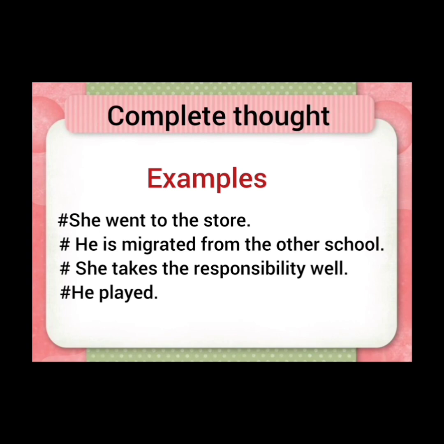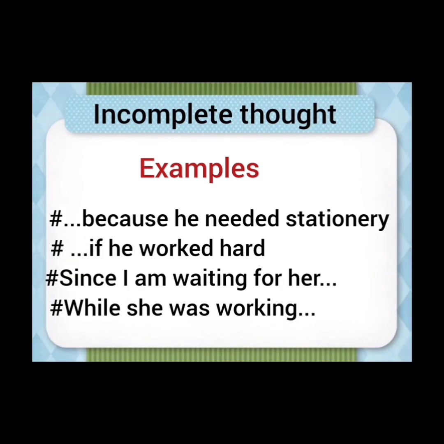Now let's see about the incomplete thought. For example, because he needed stationery. If he worked hard, since I am waiting for her, while she was working. In all these clauses, the subject and predicate combination is still there. He is the subject, needed stationery is the predicate. He is again the subject, worked hard is the predicate. Then I is the subject, am waiting for her is the predicate. And the same is the case with she is the subject and was working is the verb here. They are clauses but not sentences.